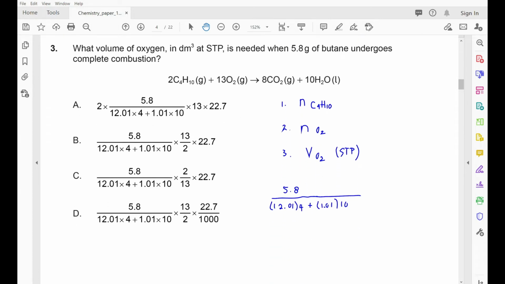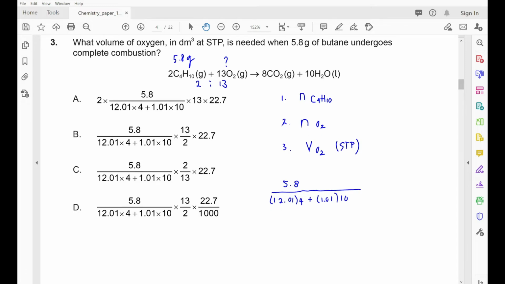Question 3. What volume of oxygen is needed when 5.8 gram of butane undergoes complete combustion? So we need to convert mass of butane to mole of butane first, and then use the molar ratio 2:13 to find the mole of oxygen. And then finally, we find the volume of oxygen at STP.